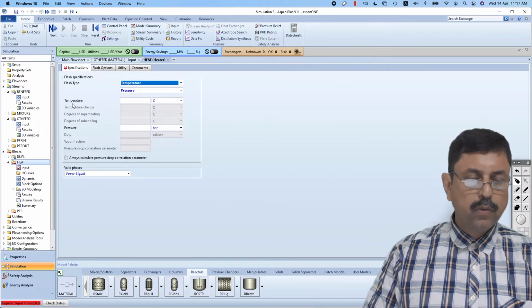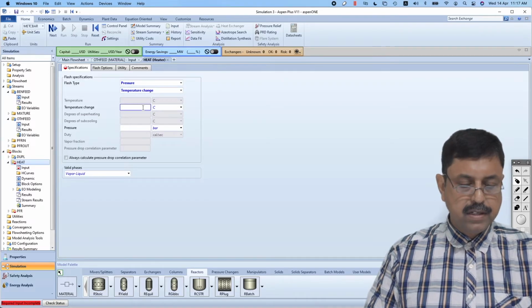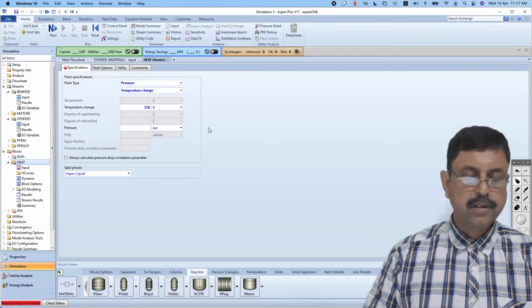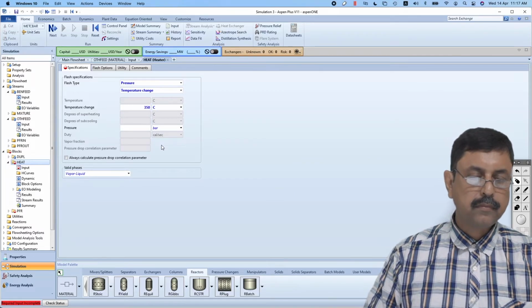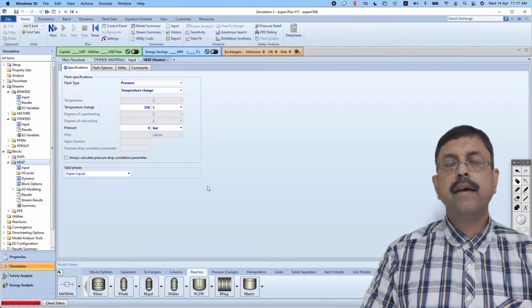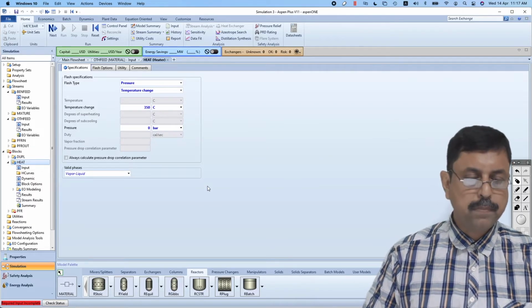So we don't write temperature over here. Instead, we'll choose temperature change. So we have a temperature rise of 350 degrees centigrade. There is no pressure drop in the line, we'll assume, although it is not explicitly said in the statement, but we'll assume there is no pressure drop.